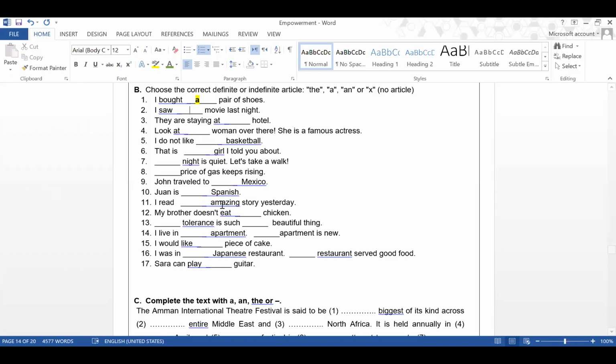I saw a movie last night. Amazing. Why? Because it's countable and singular. Okay. Look, I want to add something.